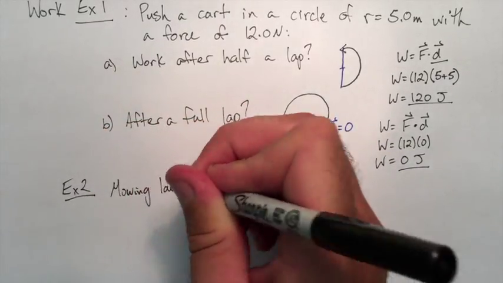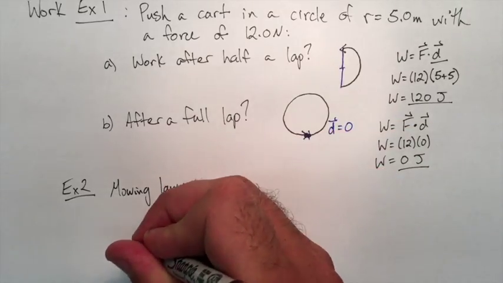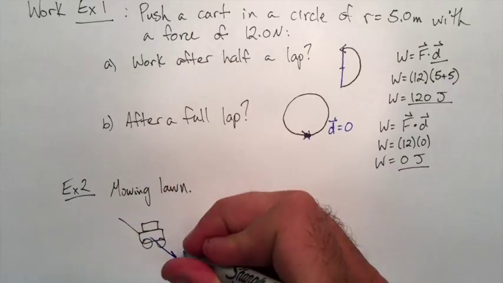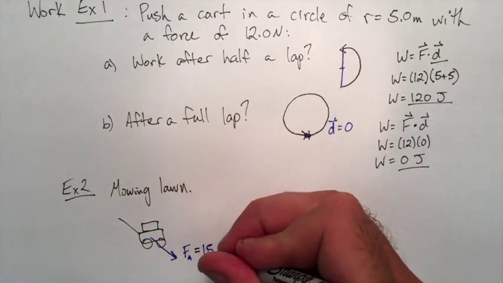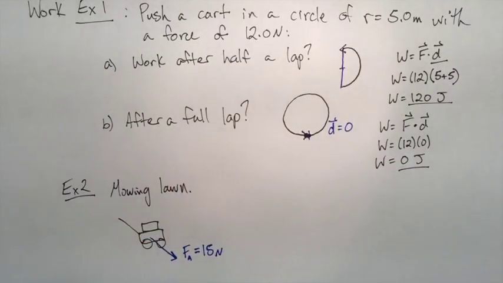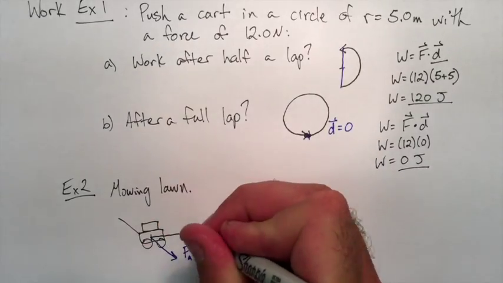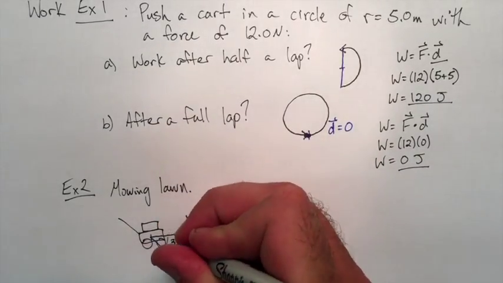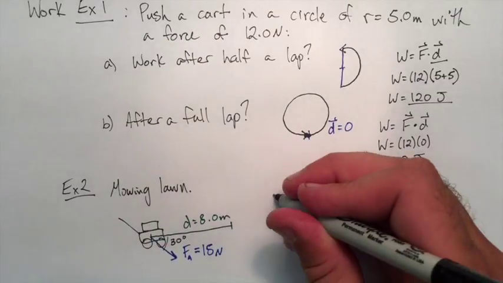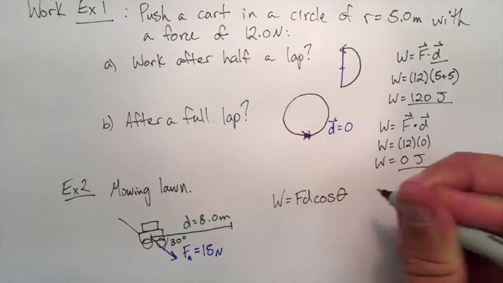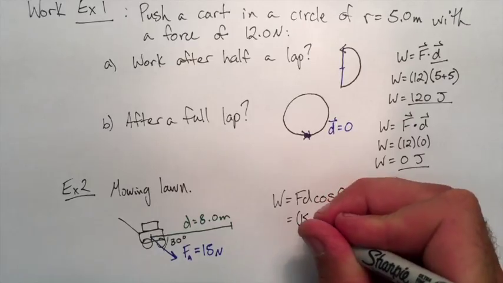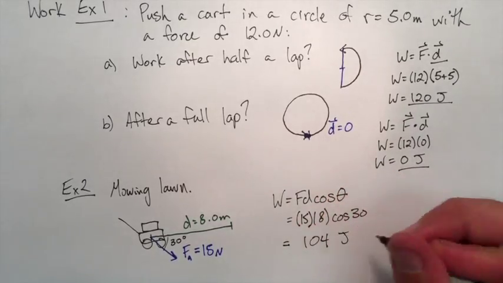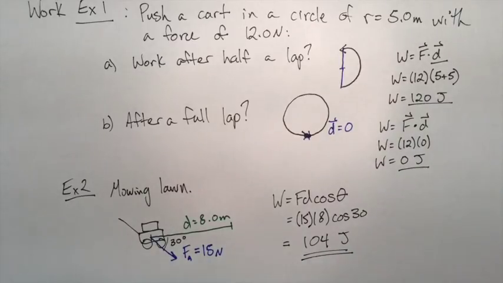Let's also say maybe we're mowing the lawn. So if we draw a picture of a lawnmower here, we put a force, we'll push down on the handle of the lawnmower, which ends up being about 15 newtons. But we move the lawnmower forward with a displacement of 8 meters. So here we have a 30-degree difference between our force vector and our displacement. We have to use the alternative form of the formula. So here 15 times 8 times cos 30 ends up being 104 joules.